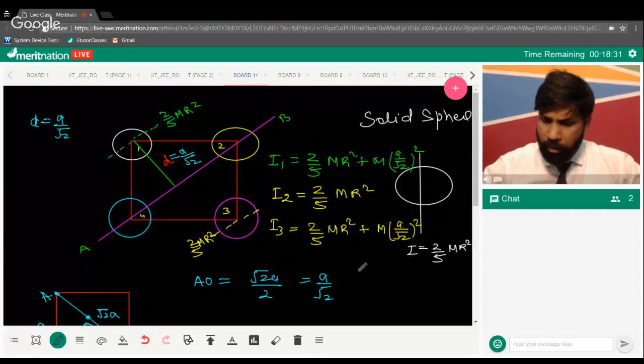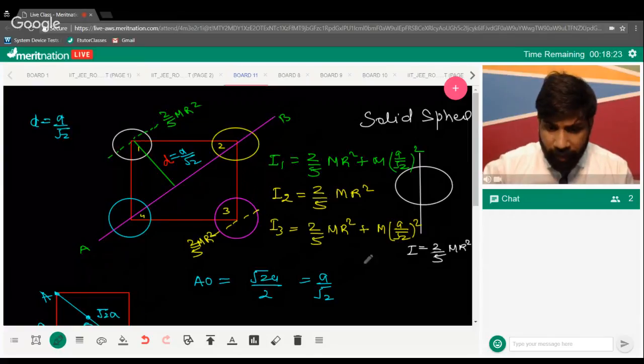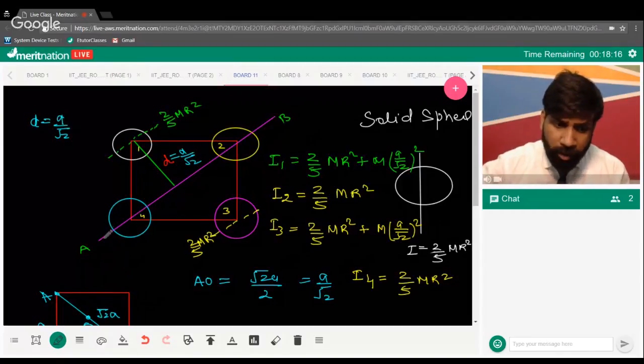Okay, and what about the fourth sphere? You can see, if we talk about this pink color axis, that AB axis is passing through the fourth sphere, na? So we can directly write here I4 is equal to 2 by 5 mr square. The moment of inertia of this fourth sphere about this axis is 2 by 5 mr square.